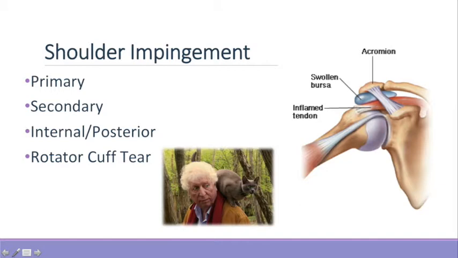A rotator cuff tear is when the tendon will pull away from the bone, which usually occurs with the supraspinatus. What are the rotator cuff muscles? Supraspinatus, infraspinatus, subscapularis, and teres minor.